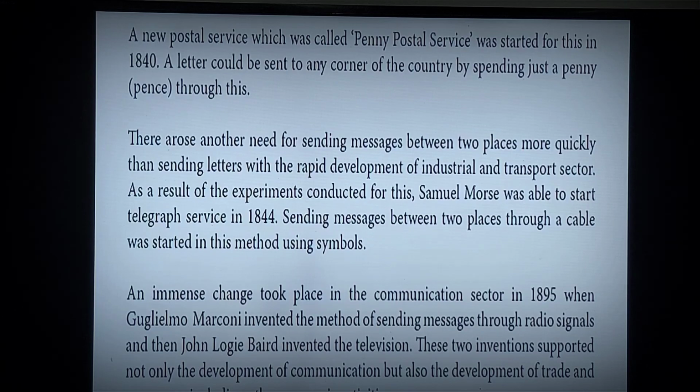A new postal service, called the penny postal service, was started in 1840. There arose another need for sending messages between two places more quickly. Samuel Morse was able to start the telegraph service in 1844. An emergent change took place in the communication sector in 1895 when Guglielmo Marconi invented the method of sending messages through radio signals. And then John Logie Baird invented the television. These two inventions supported not only the development of communication but also the development of trade and commerce, including other economic activities.